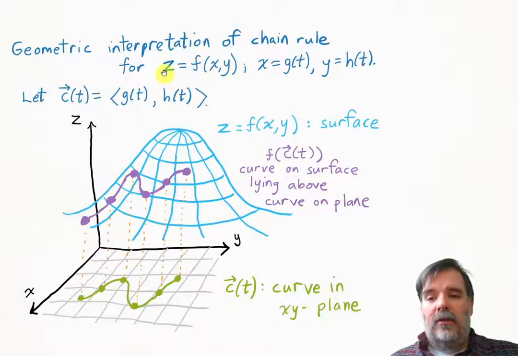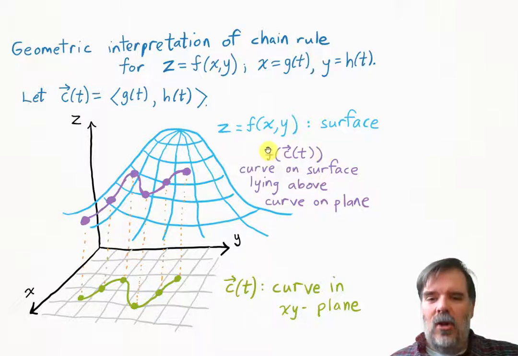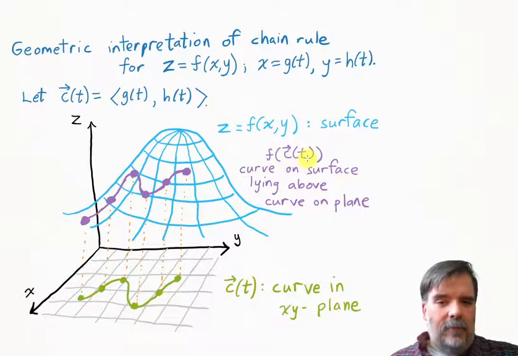Meanwhile, we have our surface, z is a function of x and y. So I've drawn that here, this mountain shape. This is my favorite three-dimensional diagram to draw. It's one of the few that I can draw acceptably well. And this is going to represent our surface, the multivariable function. What does the composition of the functions represent? What is f of c of t?